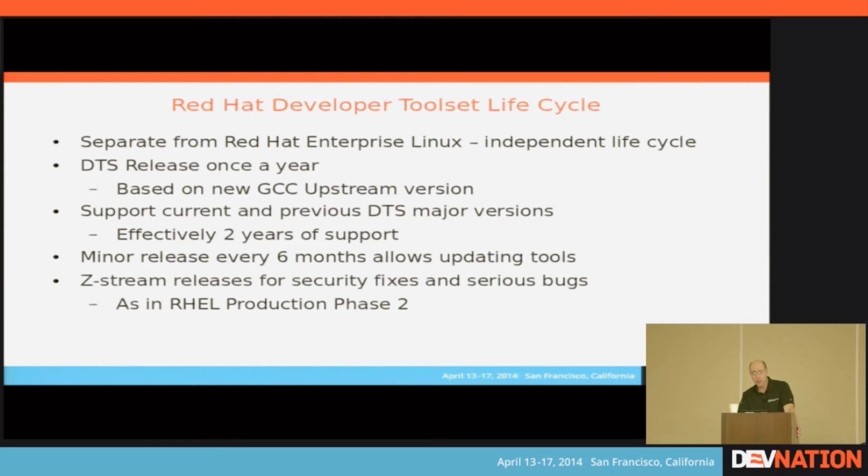We support current and previous DTS major versions, so you get 2 years of support. We typically issue a minor release every 6 months to update some of the tools. And I mentioned before that in the last minor update, we added Git. So that's an example of how we do add things and update some of the tools midway through the release lifecycle. And just like Red Hat Enterprise Linux, we offer Z-Stream releases for security fixes and any serious bugs that come up.